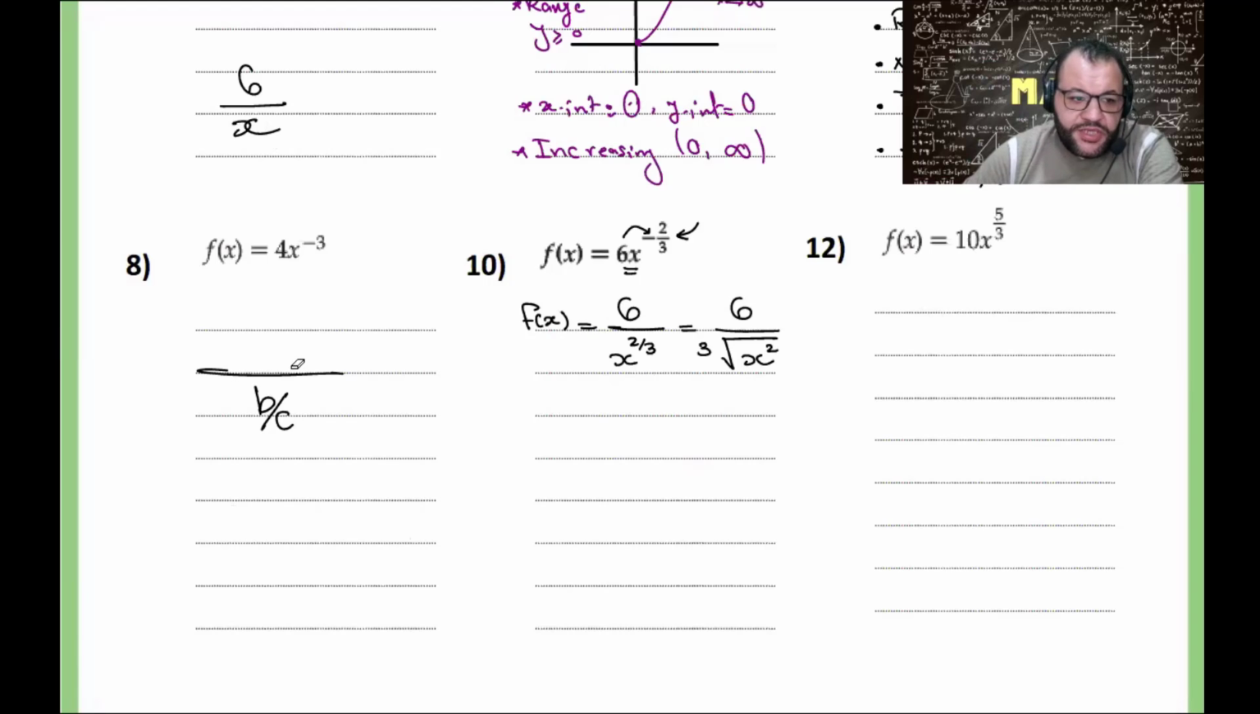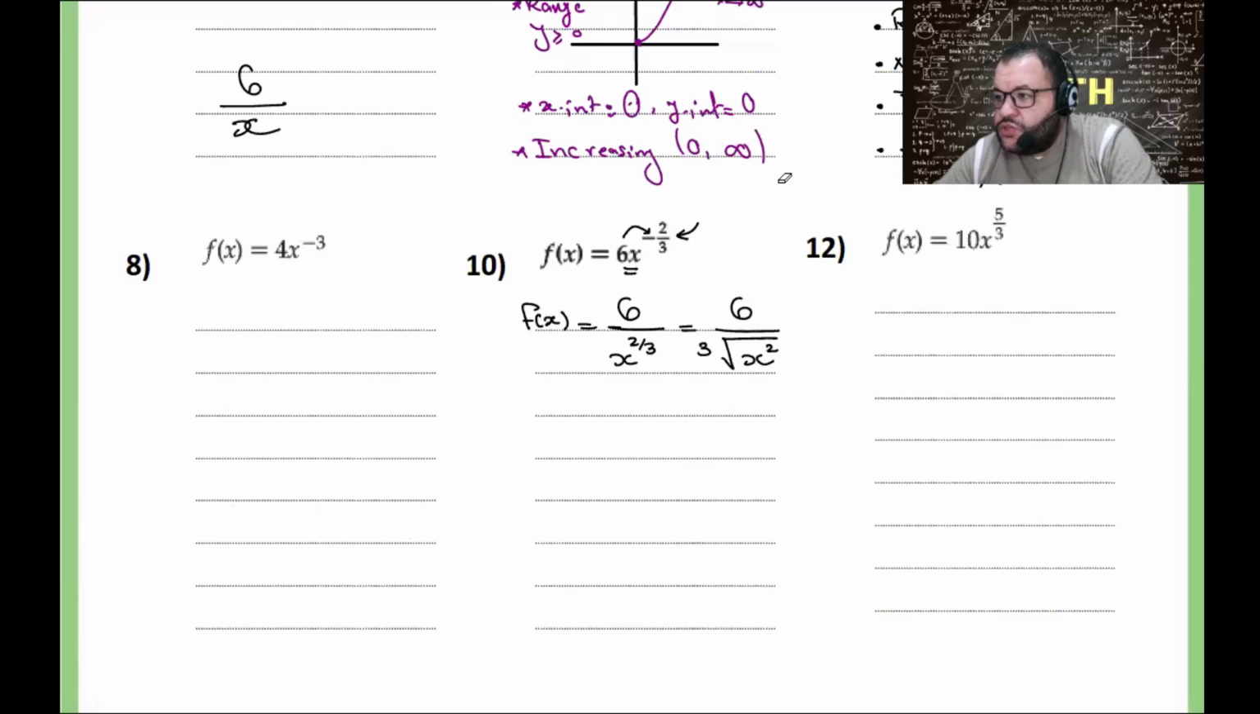Can you graph this one, number 10? Graph number 10, please. Then continue solving. Now we're moving to the next student.